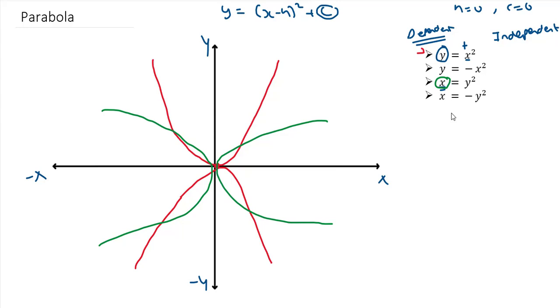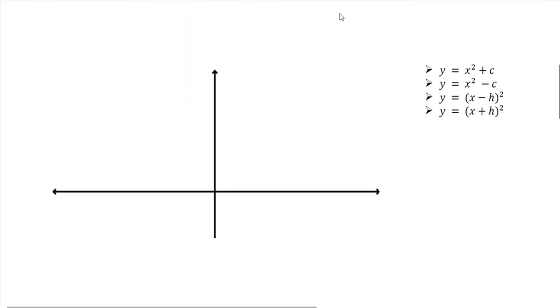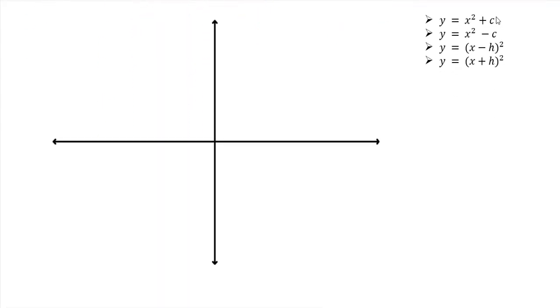Let us now one by one introduce the variables h and c. As I have discussed previously, c represents the position of the vertex along the y-axis and h represents the position of the vertex along the x-axis. Let us see how to plot this graph.